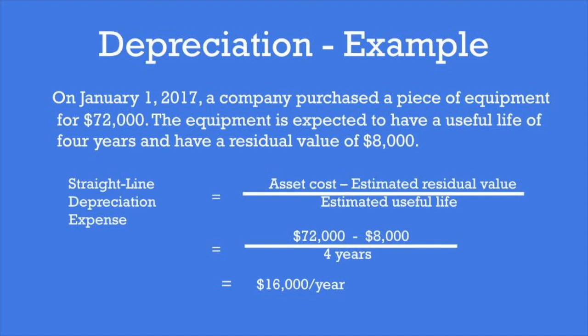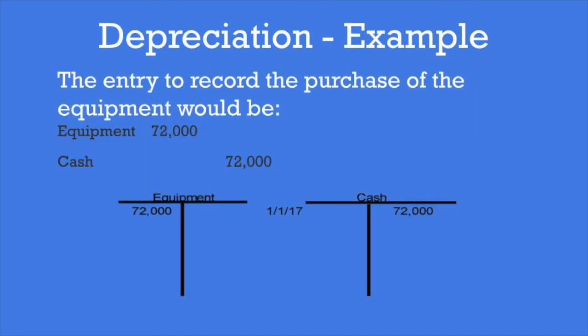And what is the estimated useful life on the product? 4 years. So $64,000 divided by 4 is $16,000 a year. So this is a way to estimate your depreciation expense.